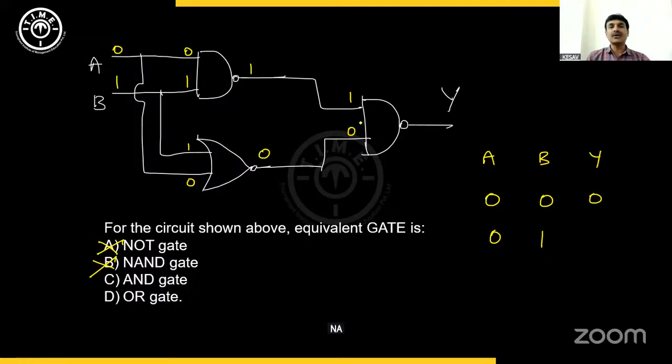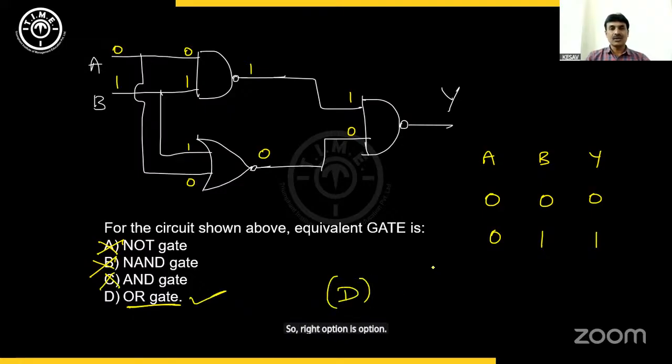For AND gate, output is 0. For NAND gate, output is 1. 0, 1 gives 1. See, if any one input is high, the output is high. That means it's only OR gate. It cannot be AND gate. So right option is option D.